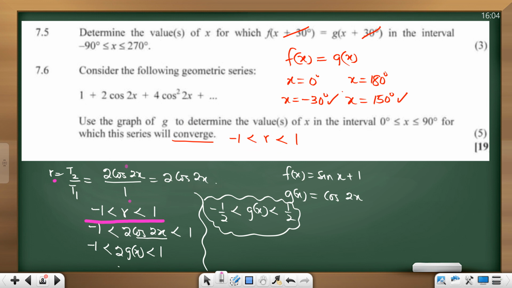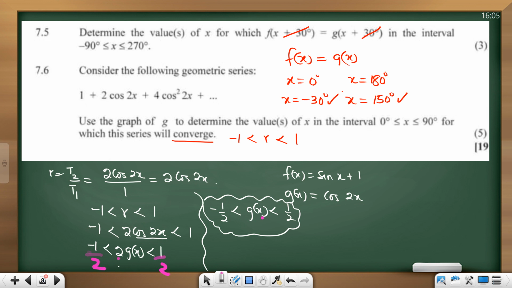What's the rule of convergence? Negative 1 less than R less than 1. What is my R? Because I need to connect all of these things. But what is my R? 2 cos 2x. You see, they said use the graph of G. They even told us. Use the graph of G. And I know my G is what? Cos 2x. Can you see cos 2x there? What did I do? I replaced it with what? G. Do you see my x is now in? And there's a 2 here. So divide by 2, negative half, positive half.